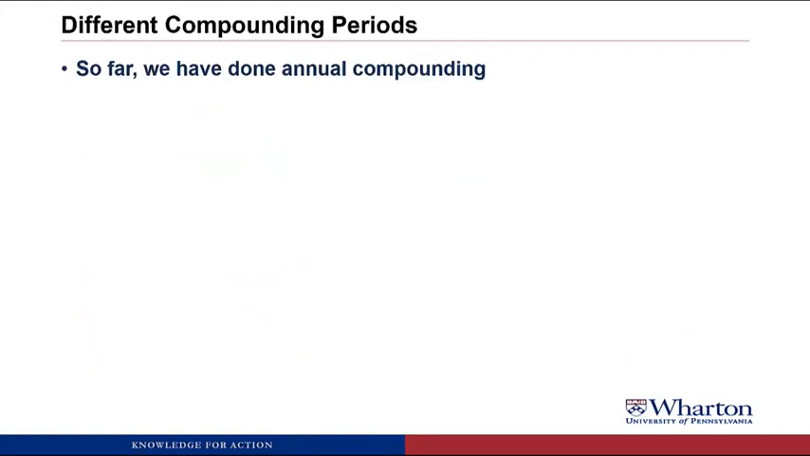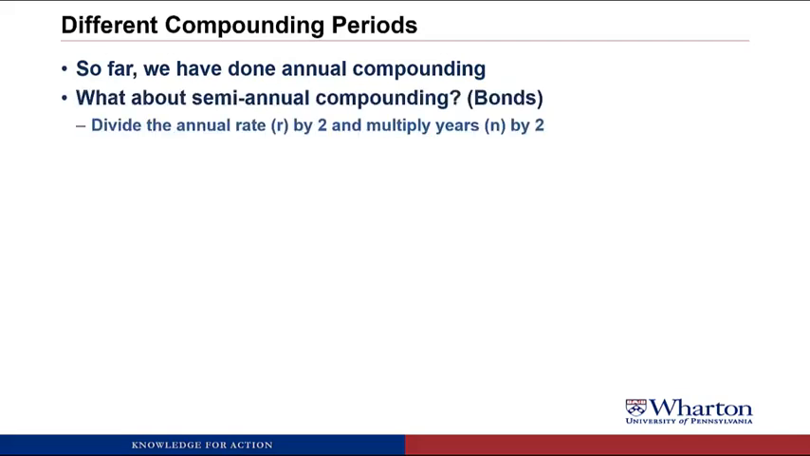So far, we've been working with annual compounding. So we have annual interest rates. Interest is compounded annually. But oftentimes, we have to do problems where the interest is compounded more frequently than that. For example, with bonds, which we're going to see a lot, it's semi-annual compounding. So every 6 months, the interest gets applied to the bond.